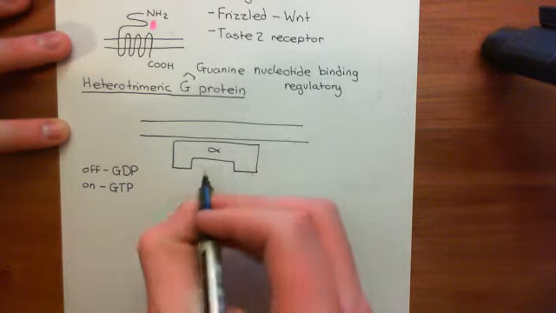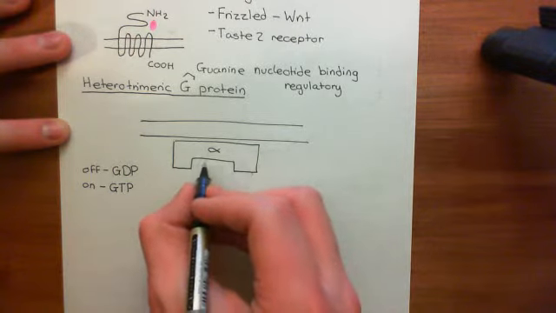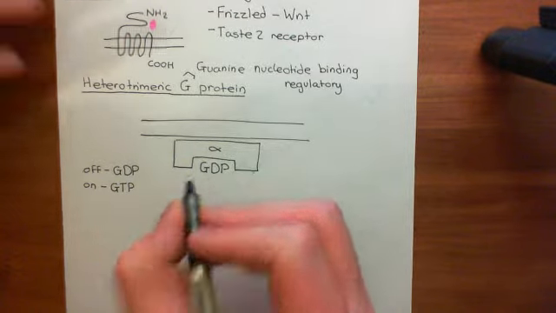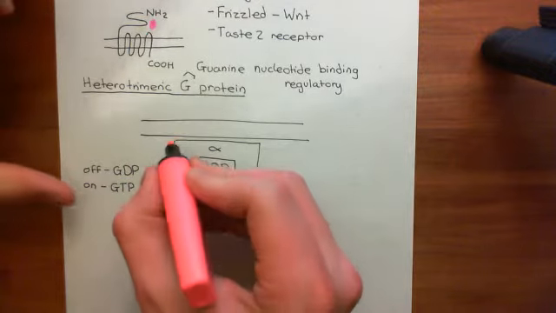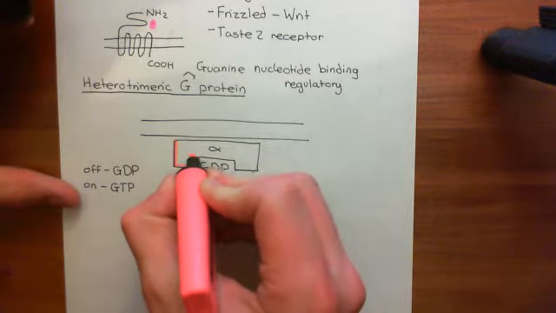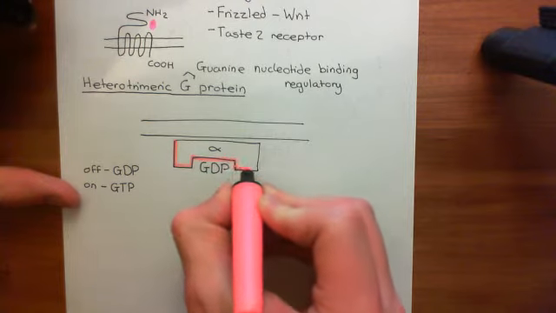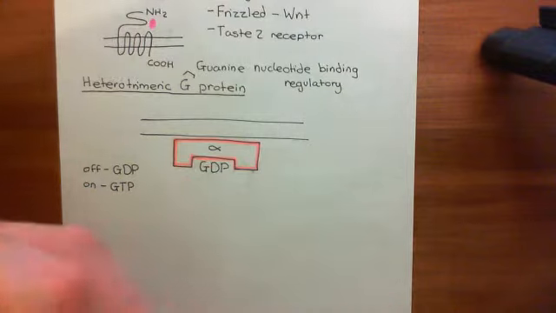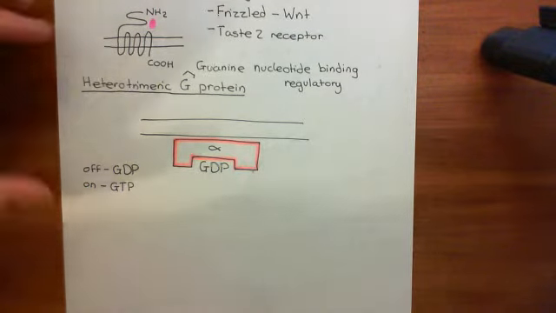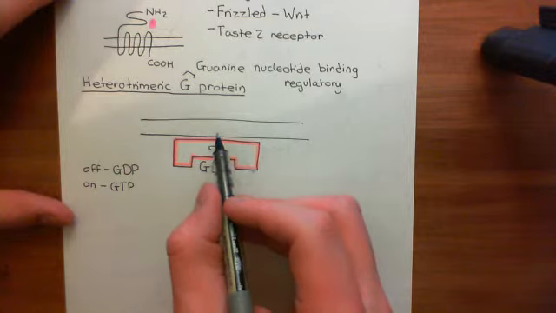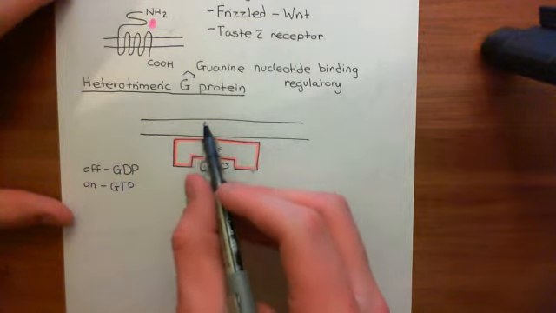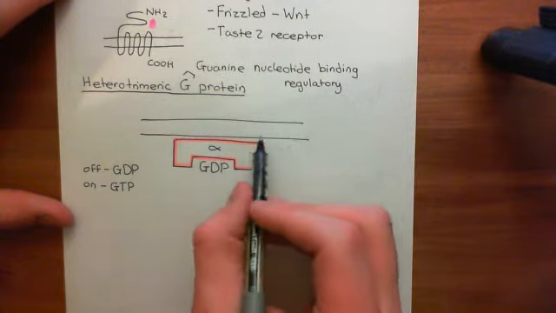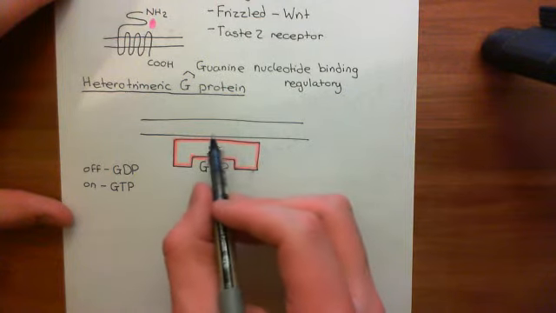Let's initially say that our alpha subunit is going to be in the off state and therefore is going to have guanosine diphosphate bound to it. I'll now colour in our alpha subunit of our heterotrimeric G protein in red, and currently it's in the off state, so it has guanosine diphosphate bound to it. Another thing I need to mention about alpha subunits is that they are not integral membrane proteins. They're not sitting within the membrane. However, they are attached to the inner leaflet of the phospholipid bilayer.